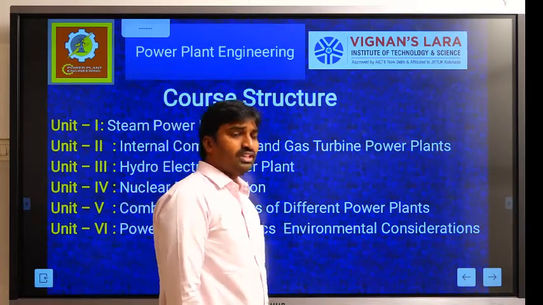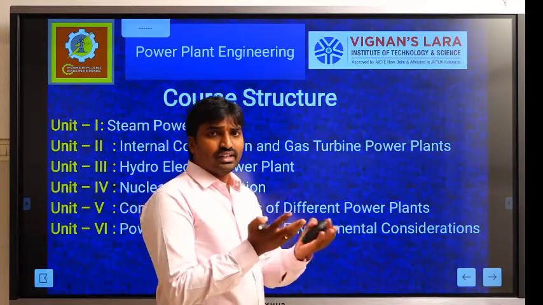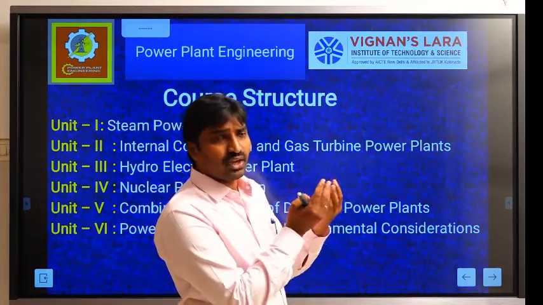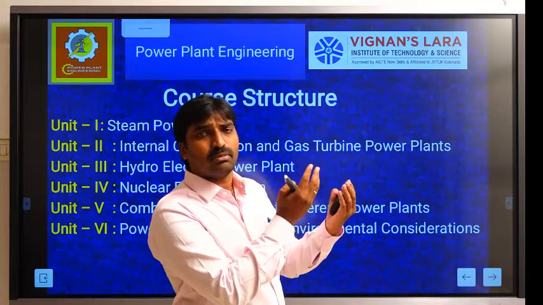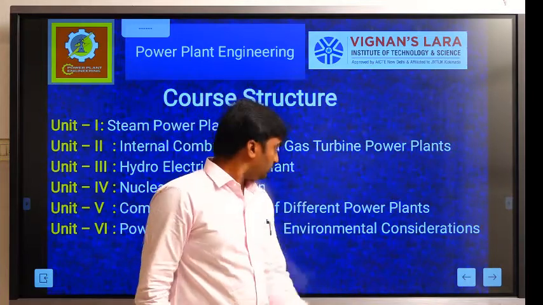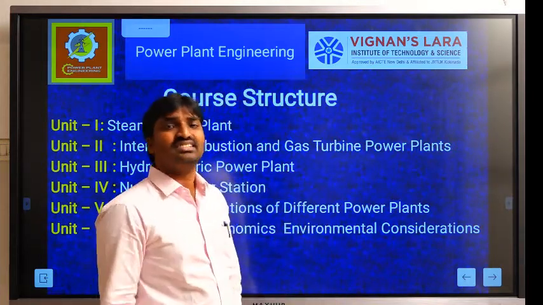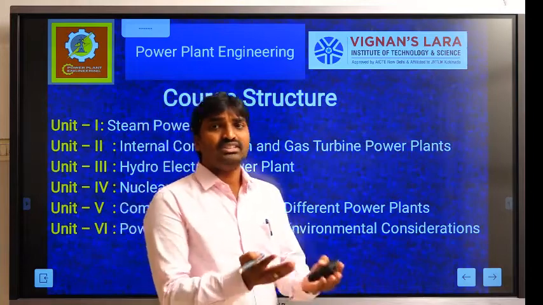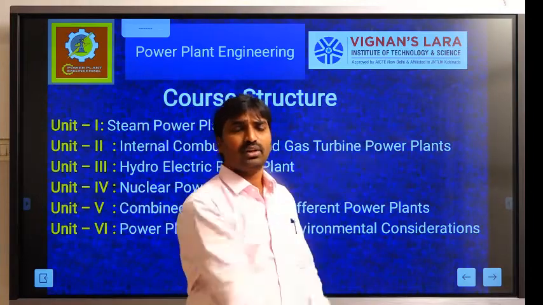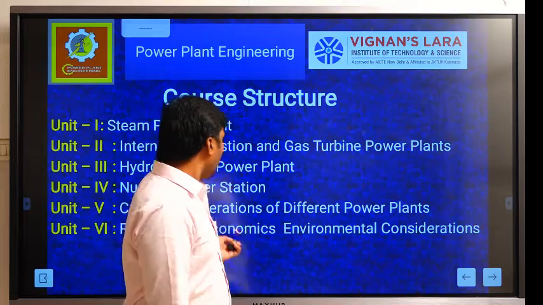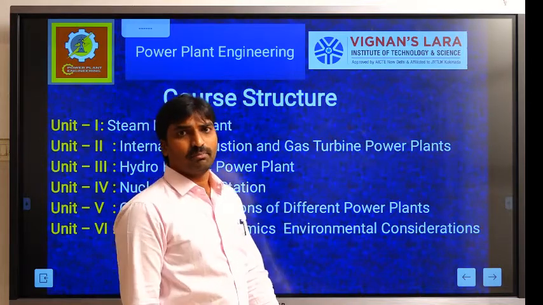In combined power plants, we need to combine two different types of power plant. For example, if you have two different power plants, one a gas turbine power plant and the second an internal combustion engine power plant, that is, the diesel power plant, we can combine these two and generate the power. That type of power plant is known as the combined operation of power plants.